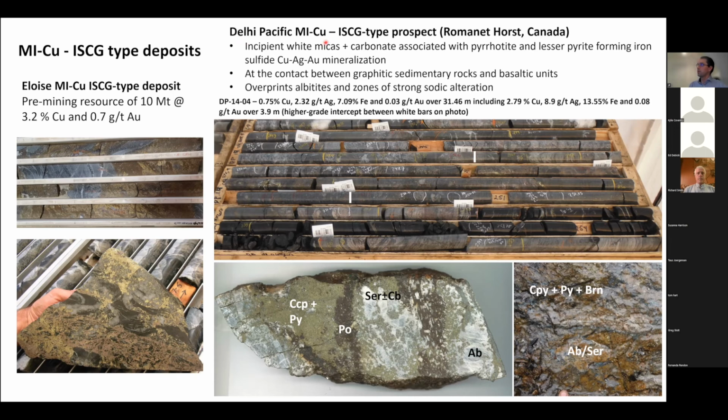There's also an example of that type of mineralization in Canada, in the Romanet Horst at Delhi Pacific, where we have the formation of a broad zone of copper mineralization in association with the deposition of iron sulfides, accompanying the formation of the copper sulfide chalcopyrite and a little bit of bornite, with the Delhi Pacific showing overprinting of an albitite.